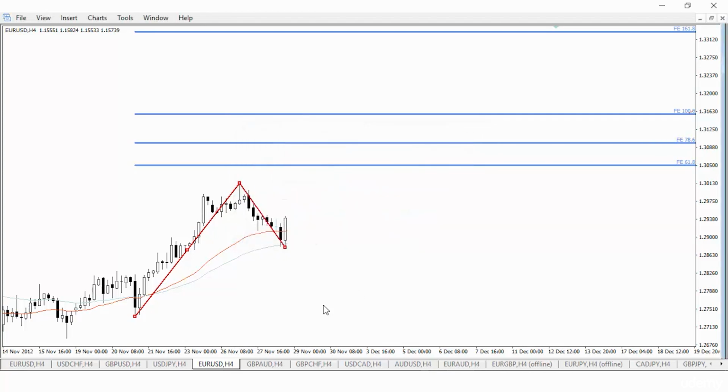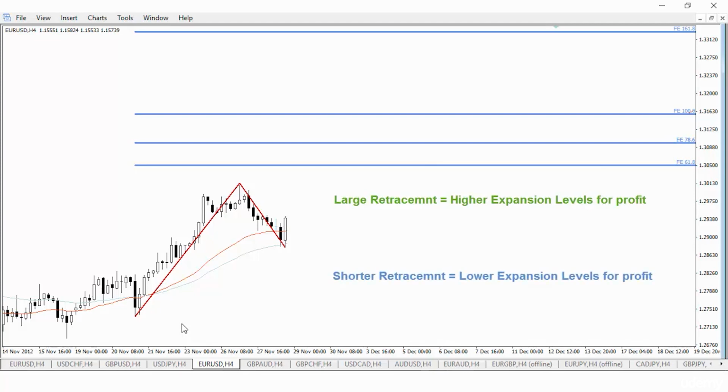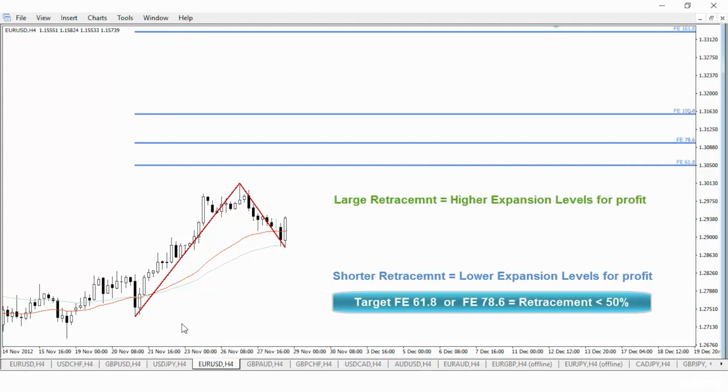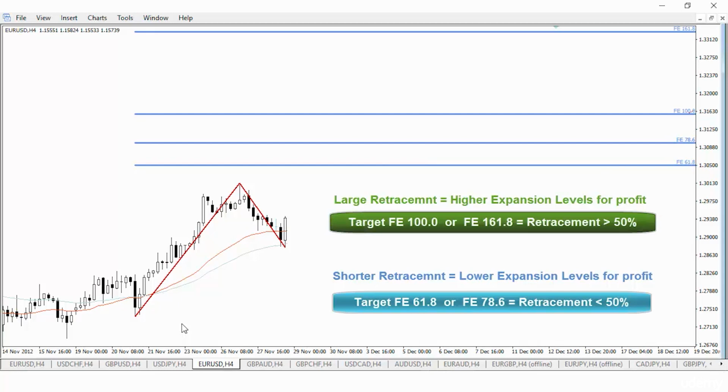Now, among all these 4 Fibonacci expansion levels, which level should we target for the initial profit? Well, here's another trick. In my experience of swing trading, for larger retracements, target the higher Fibonacci expansion levels to set the initial profit. And for shorter retracements, target the lower Fibonacci expansion levels. That means target the 61.8 and 78.6 expansion levels to set the profit if the retracement is less than 50% of the previous rally. On the other hand, target the 100 and 161.8 Fibonacci expansion levels to set the initial profit if the retracement is more than 50% of the previous rally.